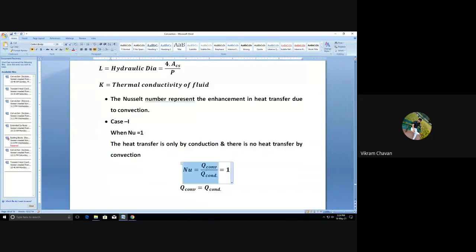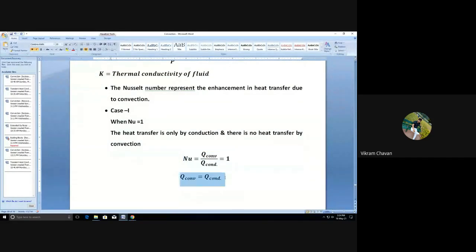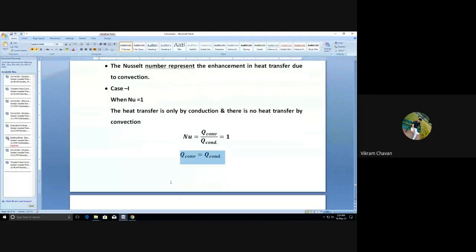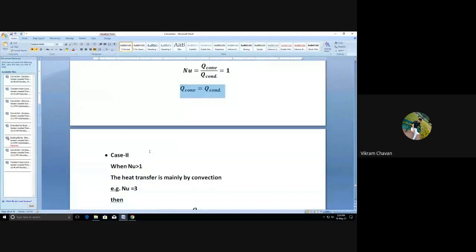So we will get Nusselt number is equal to Q convection divided by Q conduction is equal to 1. So that we will get convection is equal to conduction, Q convection is equal to Q conduction. Okay, so this is about case number 1 when Nusselt number is equal to 1.